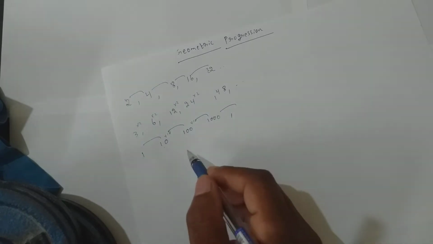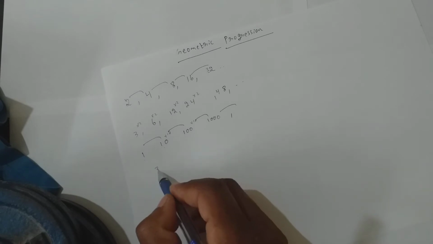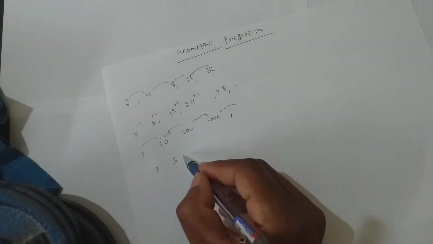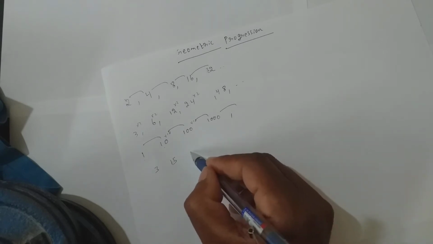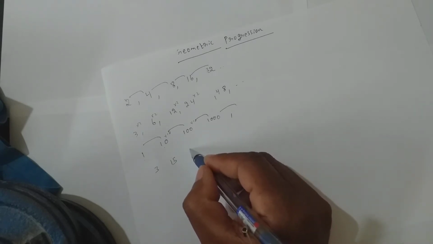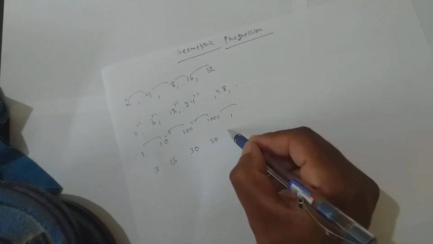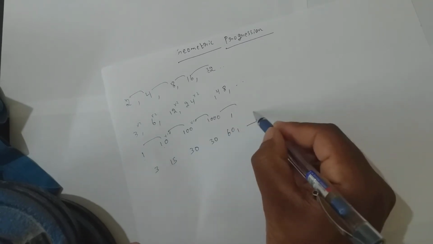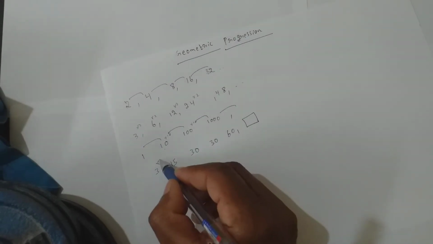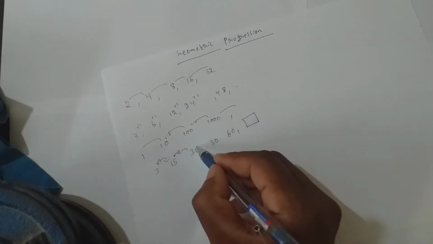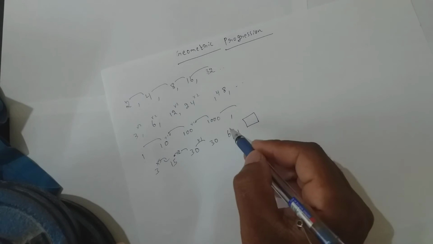Now, if the sequence is like this, 3, 5, or else 3, 15, then 30, then again 30, then 60. Can you tell what would be the next number? 3 into 5 gave me this one. Well and good. 15 into 2 gave me this. 30 into 1 only gives me this.